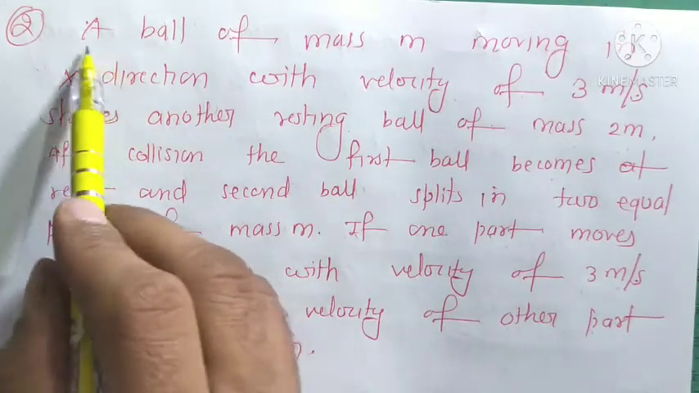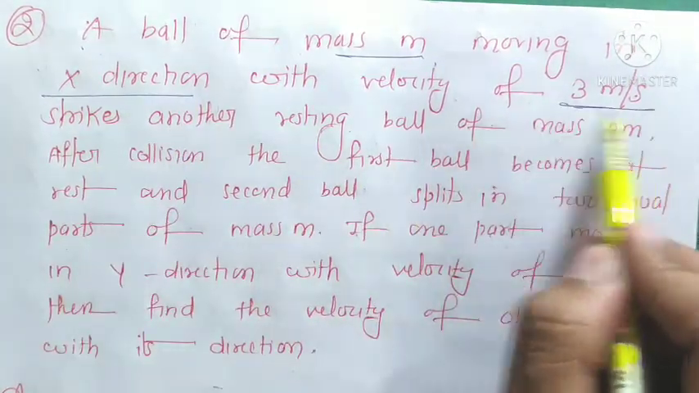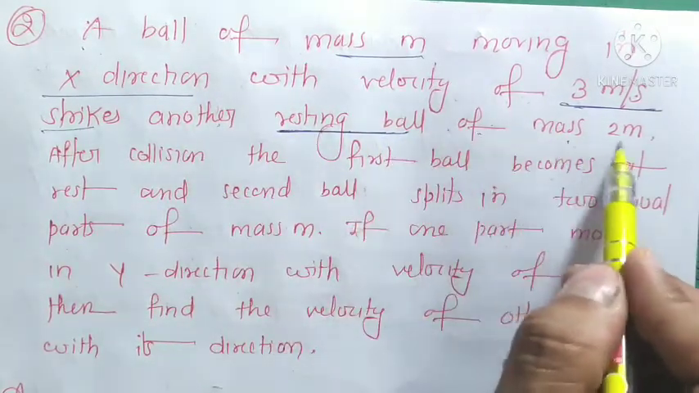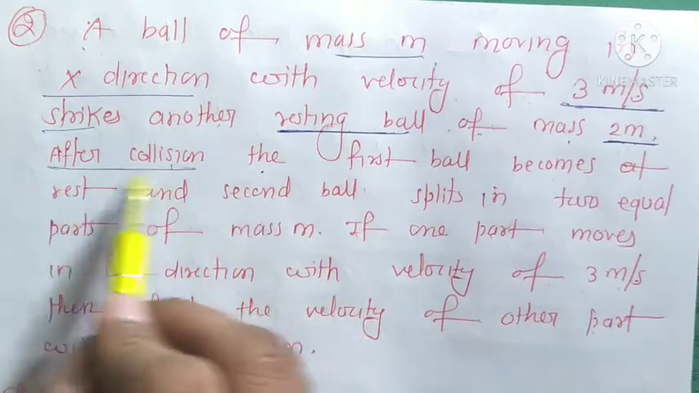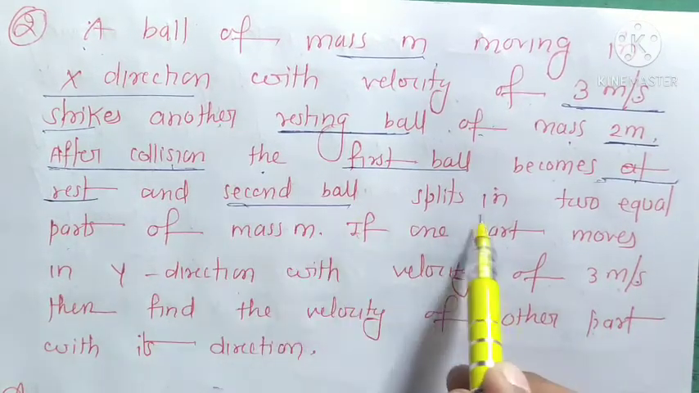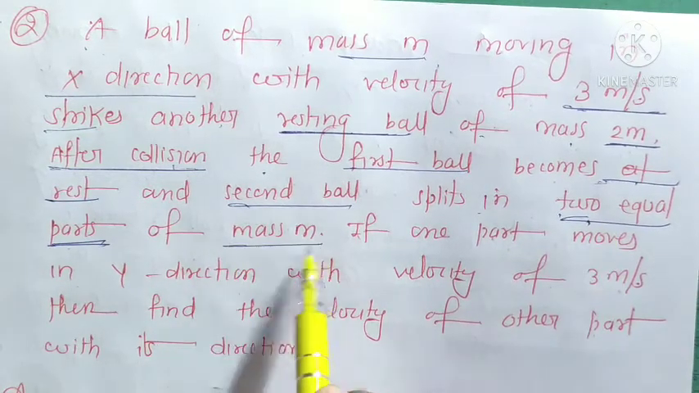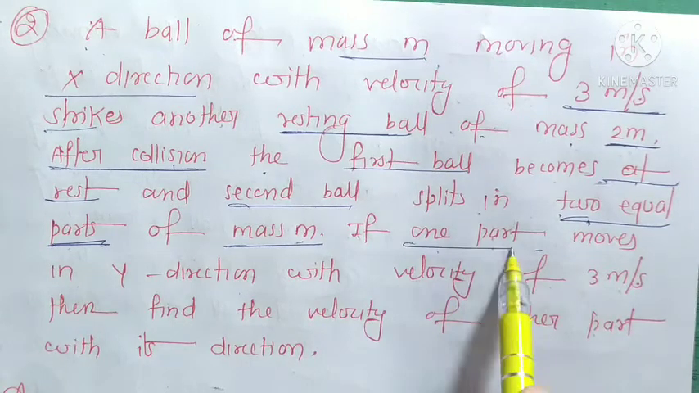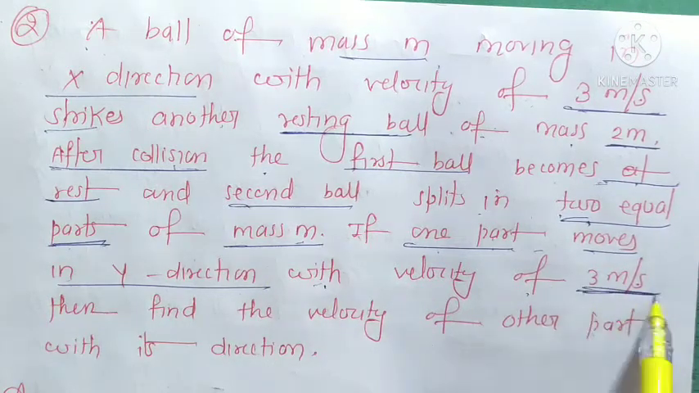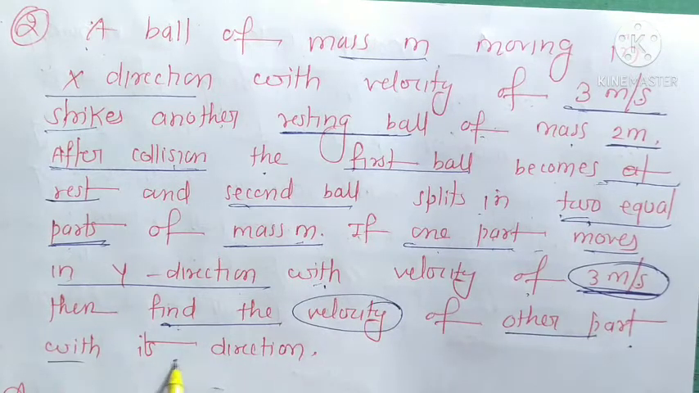Here is our second problem. A ball of mass m moving in x direction with velocity 3 meter per second strikes another resting ball. The second ball is at rest, of mass 2m. After collision, the first ball comes to rest, and the second ball splits into two equal parts, each of mass m. If one part moves in y direction with velocity of 3 meter per second, find the velocity of the other part with its direction.